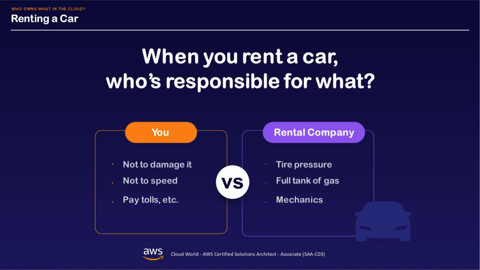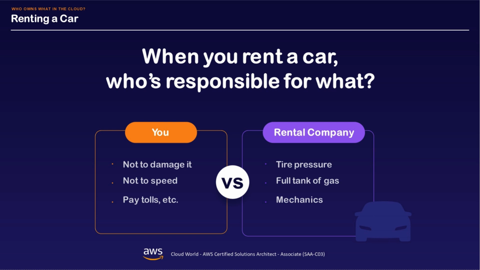So I want you to think, when you go and rent a car, who is responsible for what? What is your responsibility and what is the car rental company's responsibility? Well, at a high level, you're responsible for not damaging the vehicle when you're in control of it. You're responsible not to speed and get any speeding fines, and you're responsible for paying things like tolls, for example.